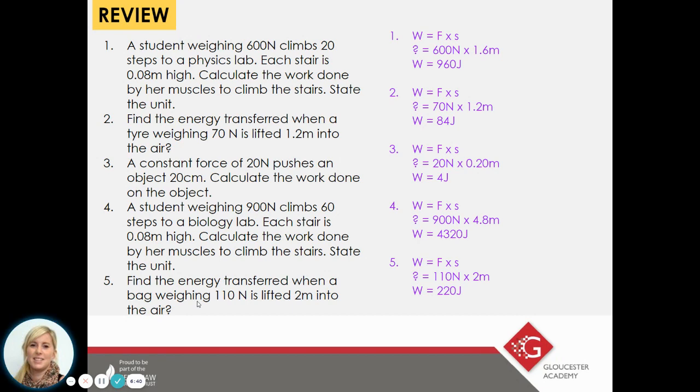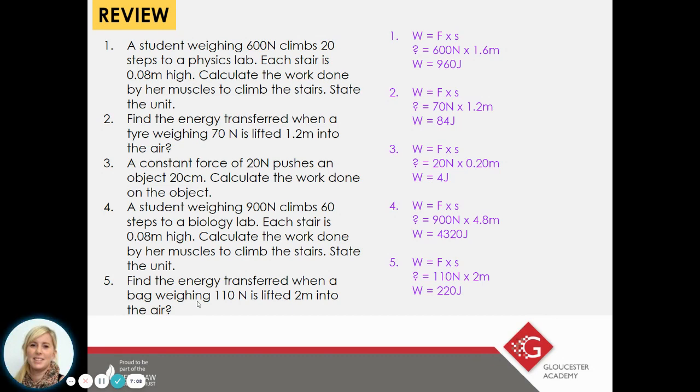Okay, let's go through the answers. So for the first one, to work out work done, we do force times distance, which is 600 newtons times 1.6 meters. And for this one, you had to work out that distance. So because they climbed 20 steps and each step was 0.08 meters, you then had to do 20 times 0.08 to work out the total distance. So then you get a final answer for work done of 960 joules.